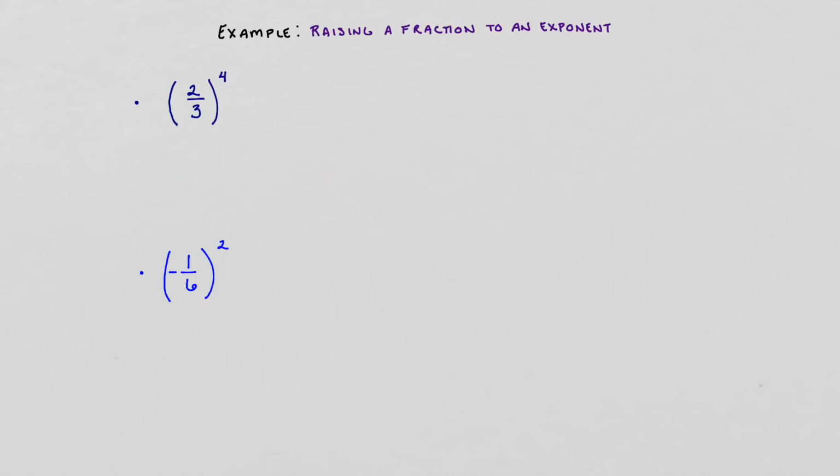For our next set of examples, we're going to be looking at raising a fraction to an exponent. One way that we could approach this problem would be to give the exponent to the numerator and to the denominator. So in other words, 2/3 to the 4th power could be 2 to the 4th all over 3 to the 4th. We can get a better idea of this if we expand this out instead.